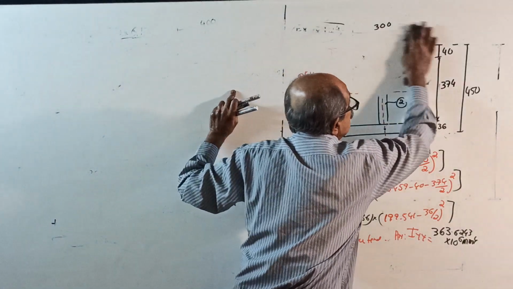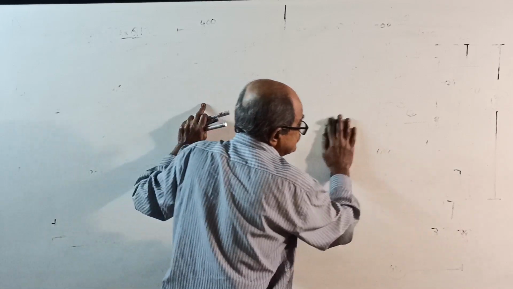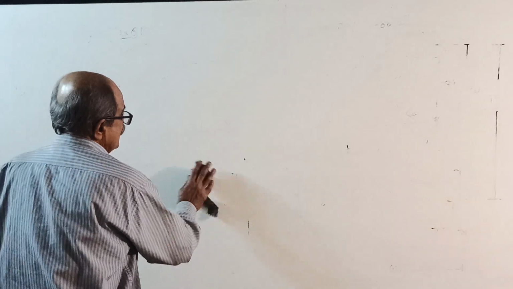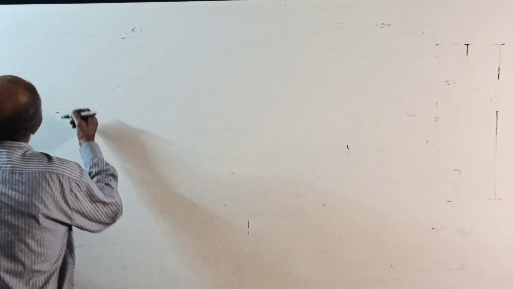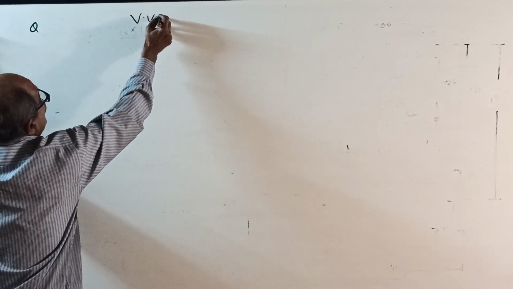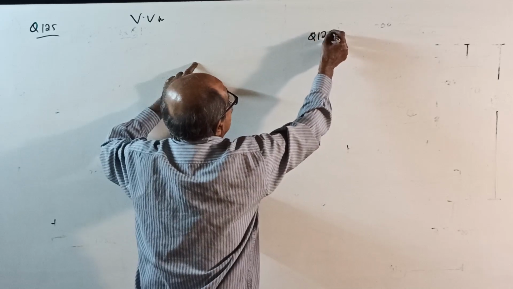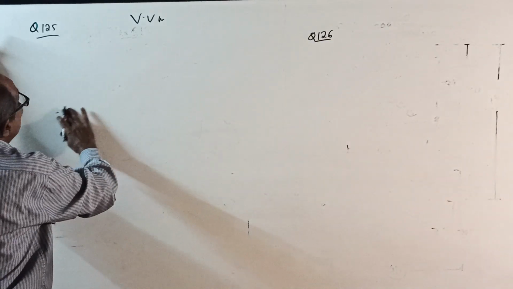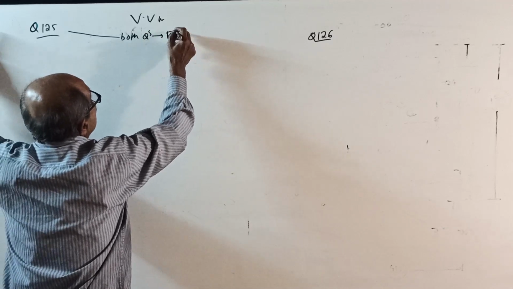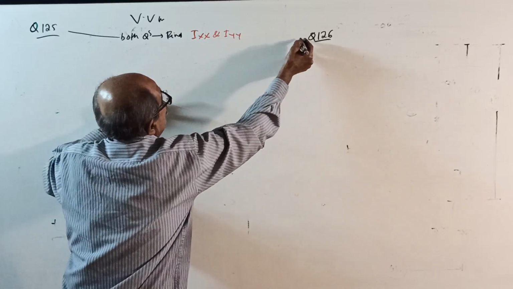Here, what I will do is, I will give two questions for you. Both I am giving direct answer. Why? I will tell you a little later, after giving the question. 125, 126. Too much is not required. Question 125, very, very important. Remember, very, very important. Later, question 126. For both questions, find Ixx and Iyy.